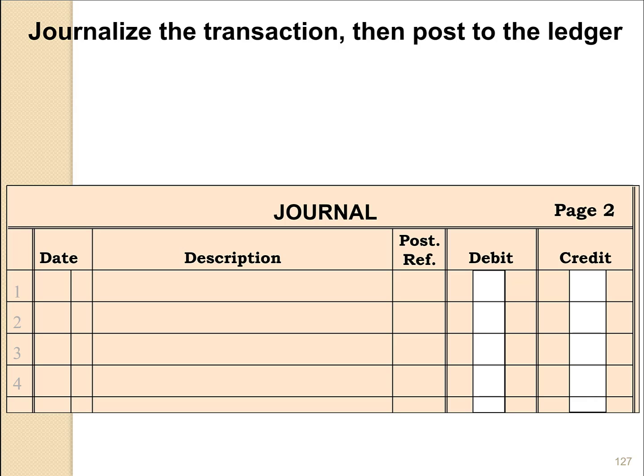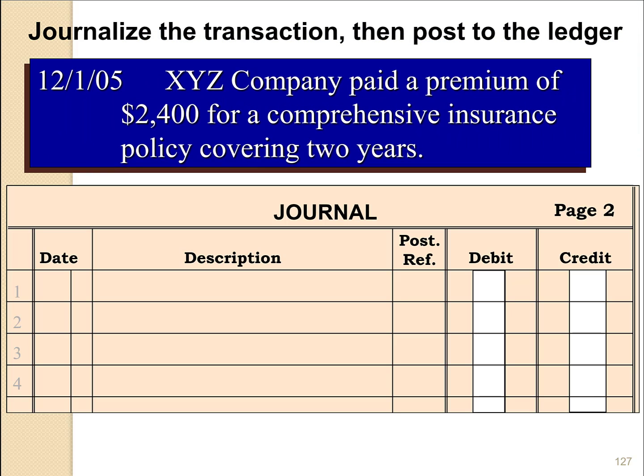So the process of accounting is, number 1, you enter a transaction in the journal, and then later you post the debit and credit to the ledger to get the updated account balances. So we're going to journalize this transaction, and then we will post to the ledger, which we saw on the previous slide. So on December 1st, XYZ company paid a premium of $2,400 for a comprehensive insurance policy covering 2 years.